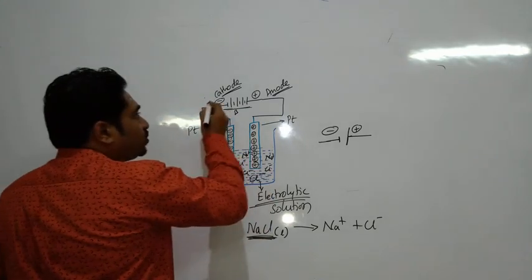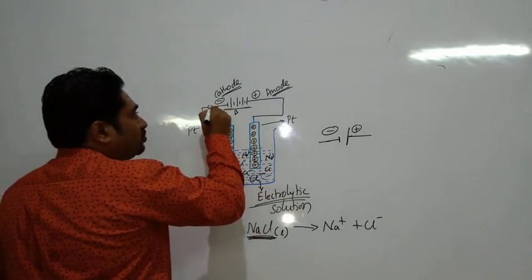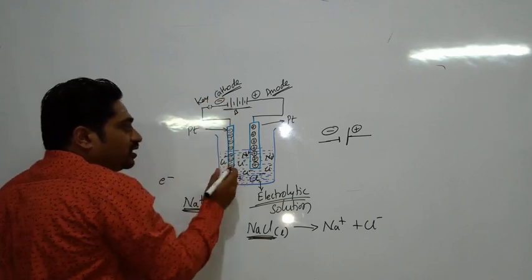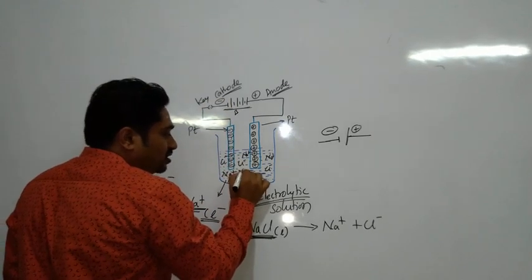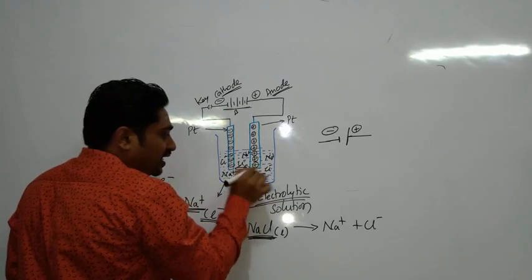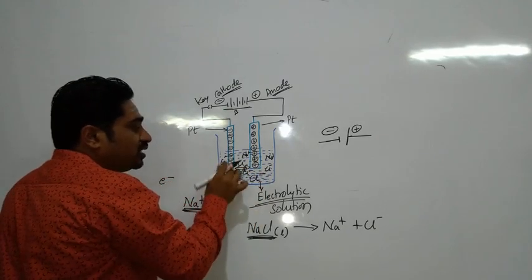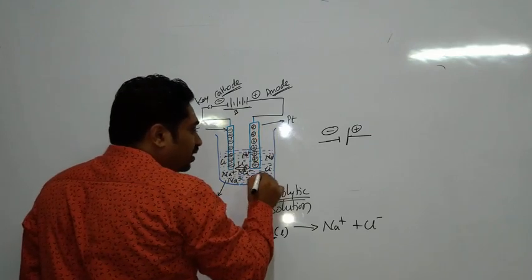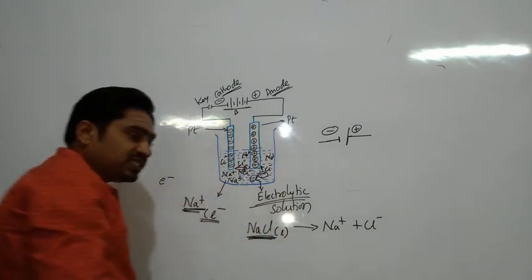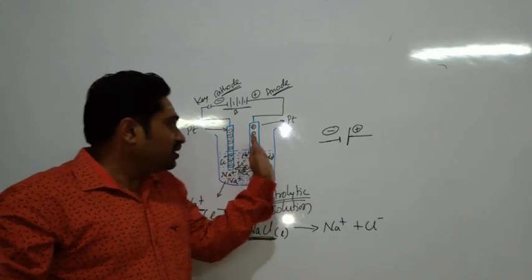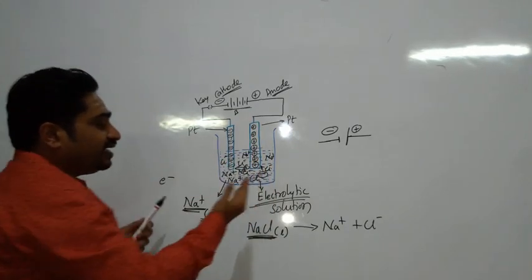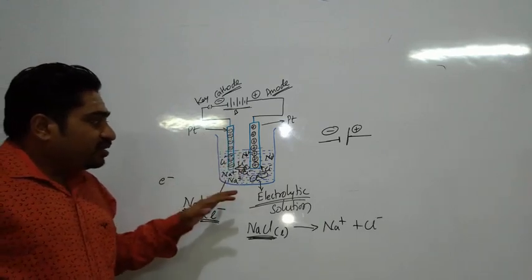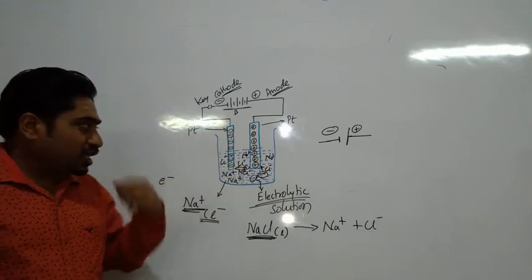Means as soon as the battery is switched on, this is our key, what happens? Na plus ions move towards this electrode, and towards this electrode Cl minus ions will move. The Cl minus ions rush towards the positively charged electrode and Na plus ions rush towards the negatively charged electrode. Then the actual picture starts now.